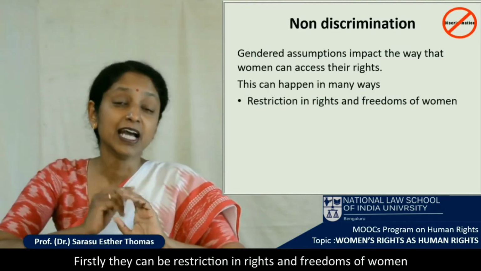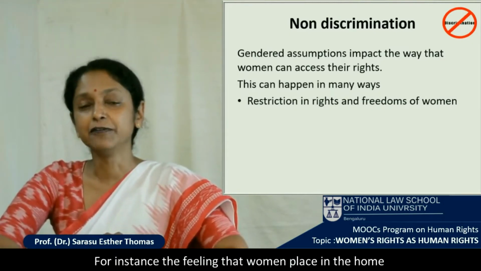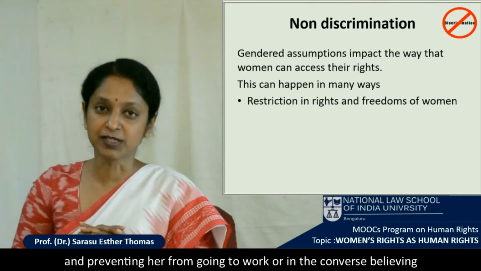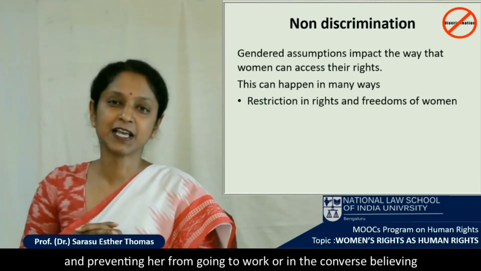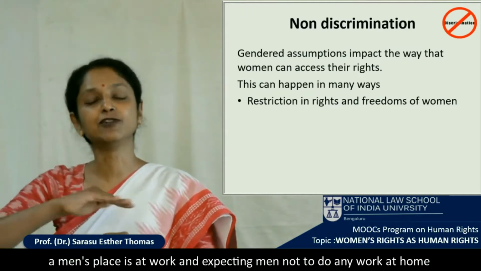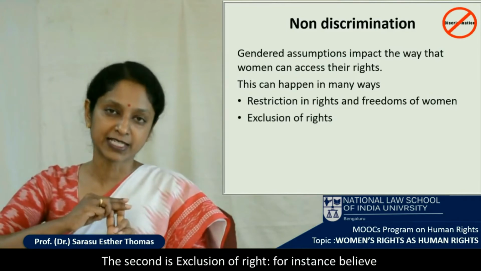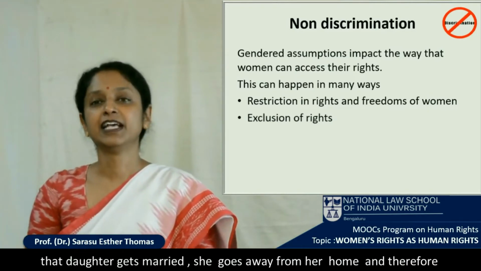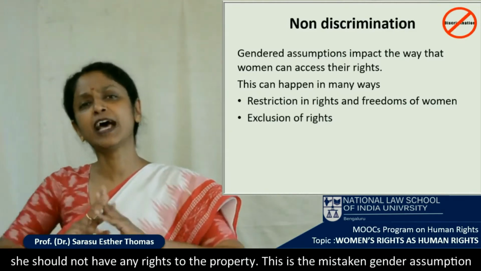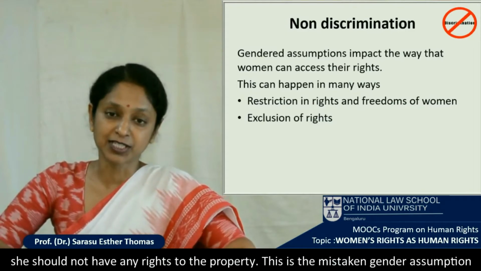Firstly, there can be a restriction in the rights and freedoms of women. For instance, the feeling that a woman's place is in the home and preventing her from going to work. Or, in the converse, believing a man's place is at work and expecting men to not do any work at home. The second is exclusion of rights. For instance, the belief that when a daughter gets married, she goes away from her home and therefore she should not have any rights to the property. This is a mistaken gendered assumption.